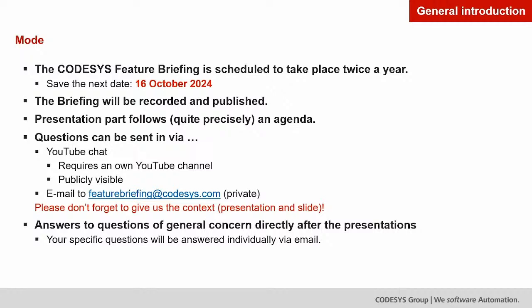You can again send us any questions you may have. As we have changed the tool, this is now slightly different. You can either ask questions via the YouTube chat. However, this requires your own YouTube channel and it is also publicly visible. Alternatively, you have the option of sending us an email at featurebriefing@codesys.com. This is not public. Please always give us the context so that we know what your question relates to. We will either answer you directly or, especially if we think this is a question of general interest, we will answer in plenary at the end of the event. If we need more time to answer your questions, we will write to you in the next few days.